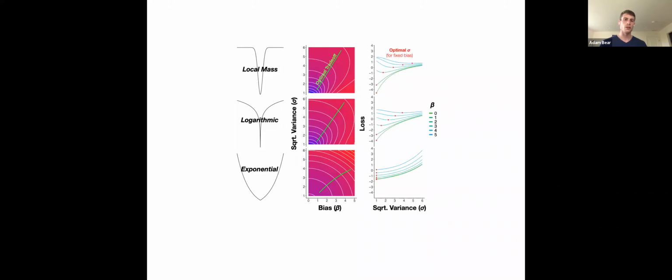I'll show you just briefly these other loss functions we considered. We find more or less the exact same trend as we expected, where for the more concave functions, like the local mass and logarithmic, precision and high variance seem to be preferred to approximate biased solutions, but the opposite is very much true for the exponential function, where variance is increasingly costly. And again, we see this interesting interaction between variance and bias, where variance can actually help you when bias is large.